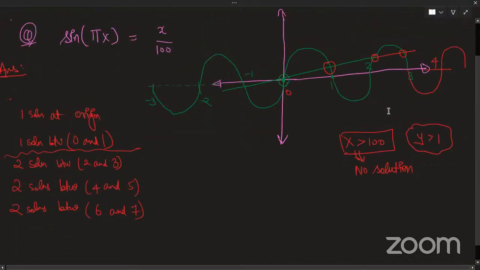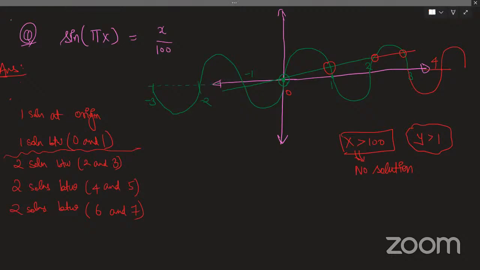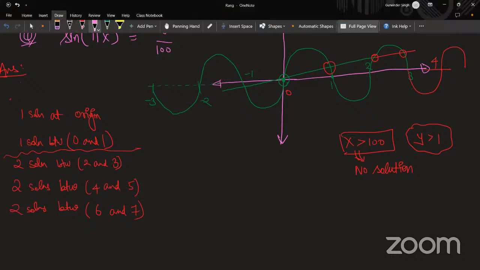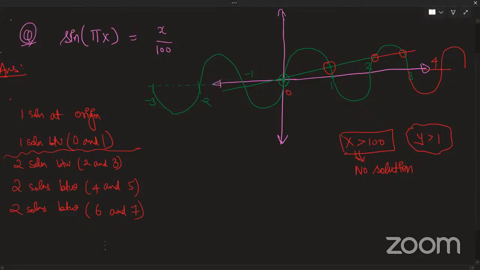Fine. So now tell me how will you do it? I have two solutions between 2 and 3, two solutions between 4 and 5, two solutions between 6 and 7. Similarly, basically you can count till 100. Till 100 you can count. What will be the number of solutions till x is equal to 100? How many solutions will be there?